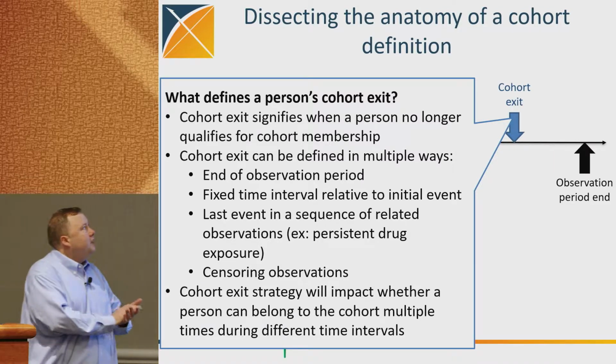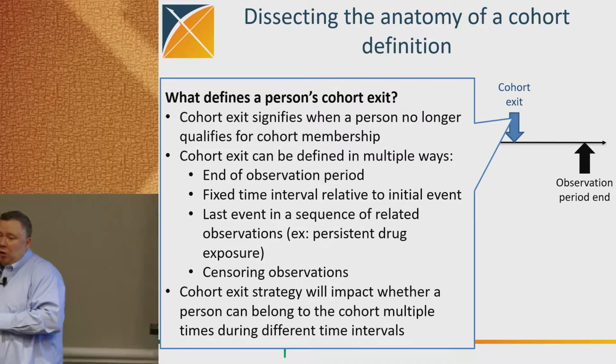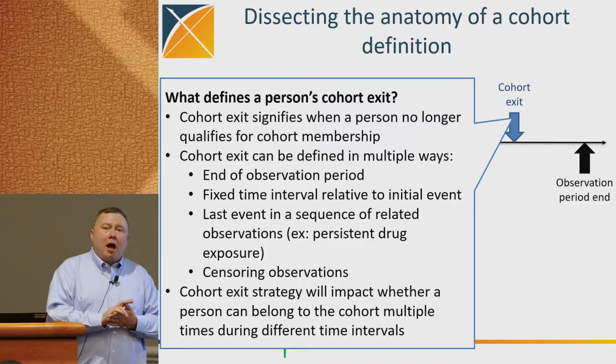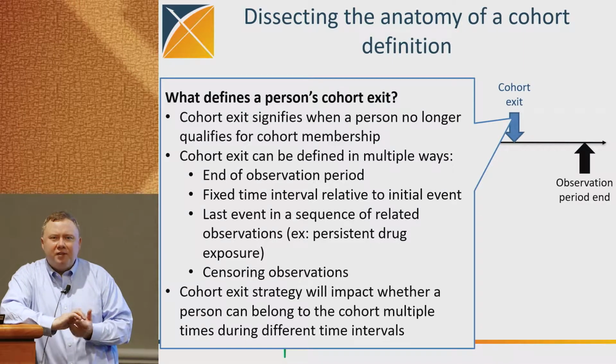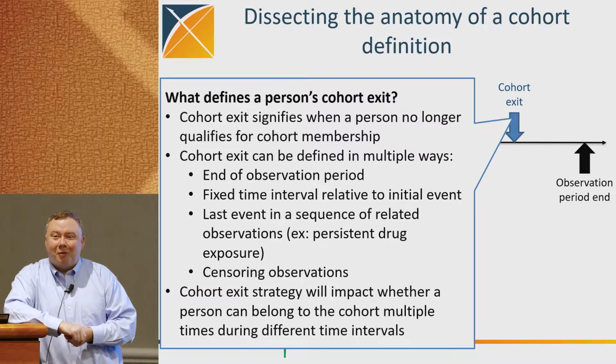All right, and then the last component here is the cohort exit. So the cohort exit signifies when a person no longer qualifies for cohort membership. I will say that a lot of times this is actually just challenging to define simply because we don't observe the thing that would actually make someone no longer qualified.